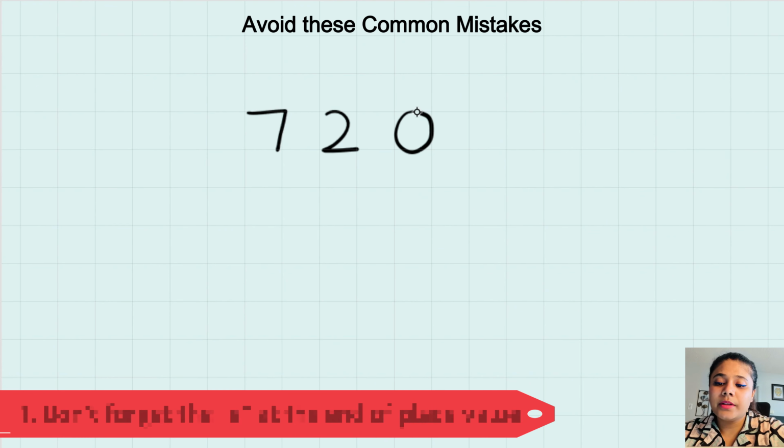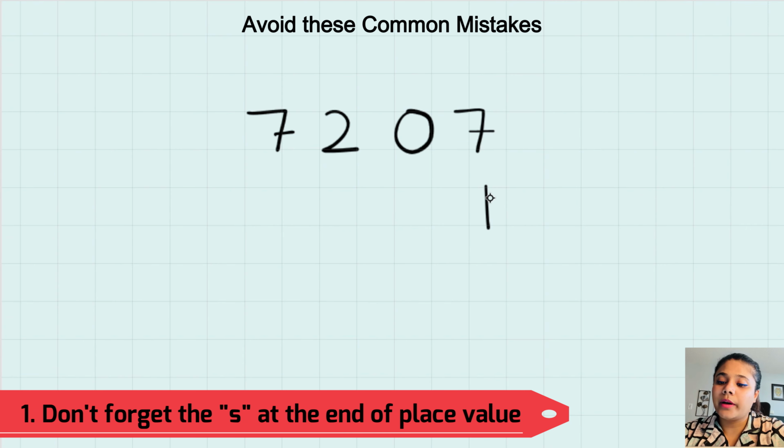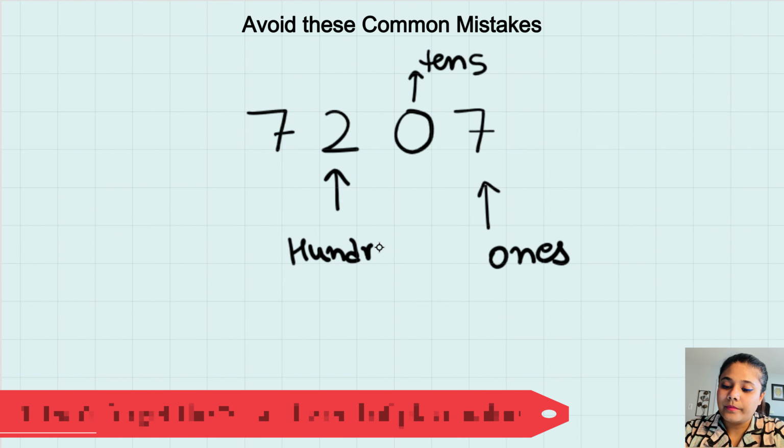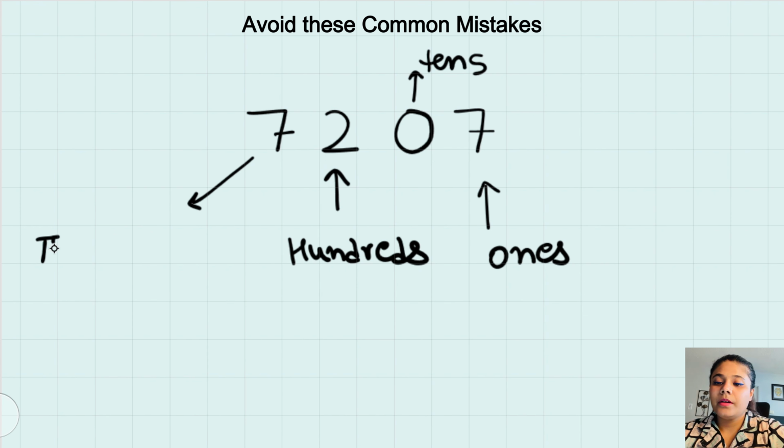Let's say our number is 7207 and we want to write the place values of each digit. So the place value of each digit would be ones. If you notice in this, at the end of every place value, we have an S.